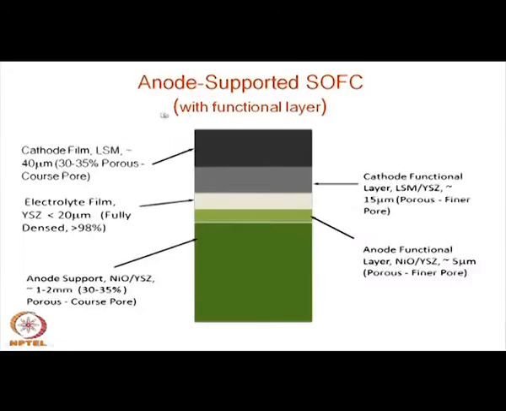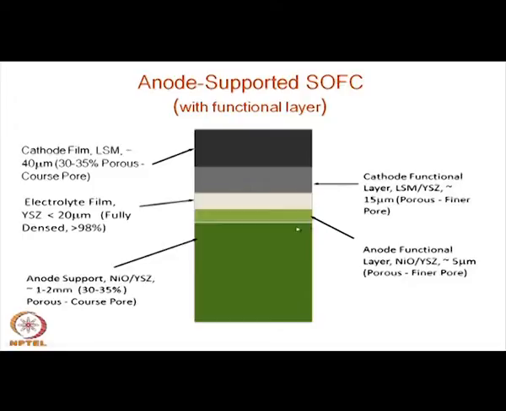This again is the expanded view of similar structures. Only thing, we have some material here. This is an anode supported one; this is the anode, 1 to 2 millimeter thick with 30 to 35% porosity, coarse pores. Then you have the white region, which is actually the electrolyte, 20 micron thick, and the density is about 98%, fully dense. These are the cathode films, once again about 40 to 50 micron in thickness, and the porosity is up to 30 to 35%, coarse pores.